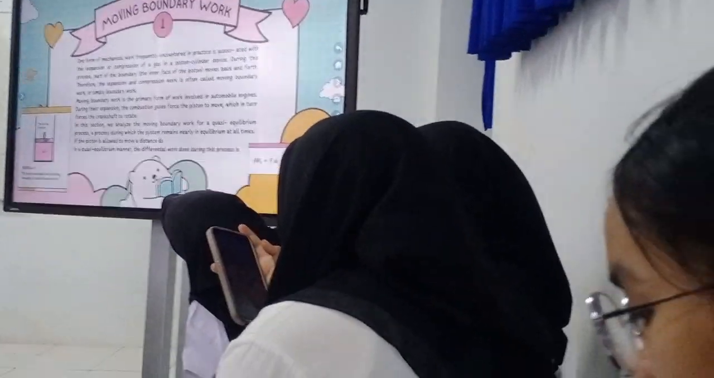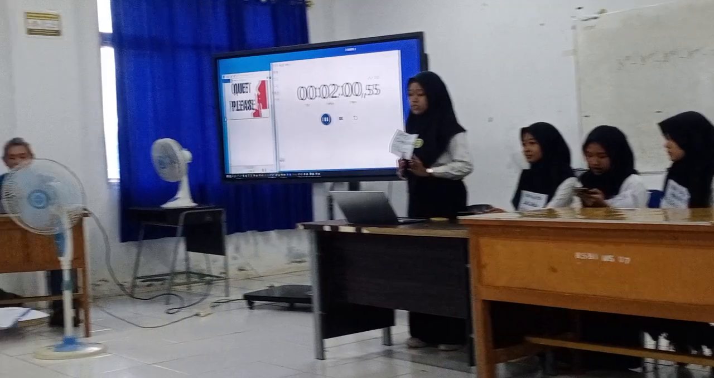In this section, we analyze the moving boundary work for a quasi-equilibrium process, during which the system remains nearly in equilibrium at all times.